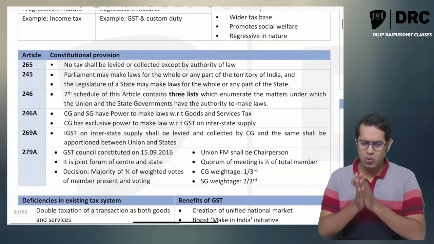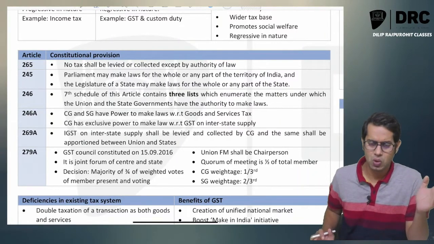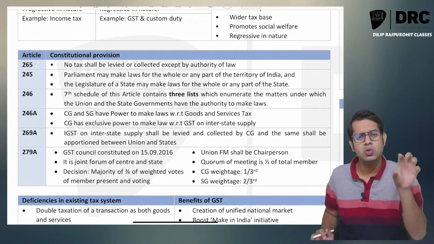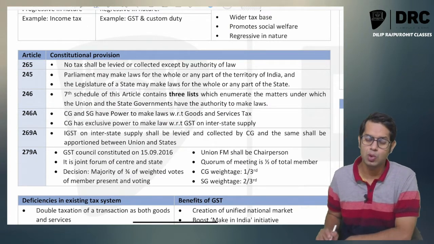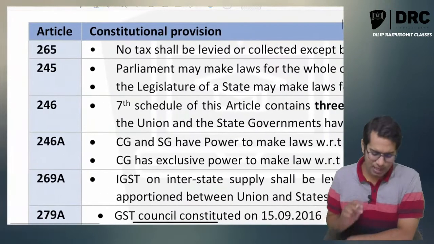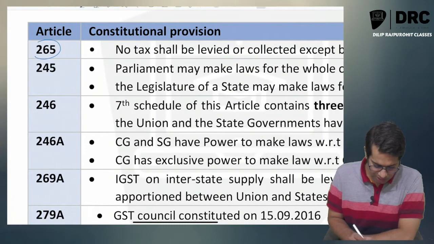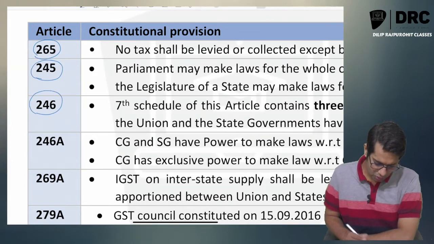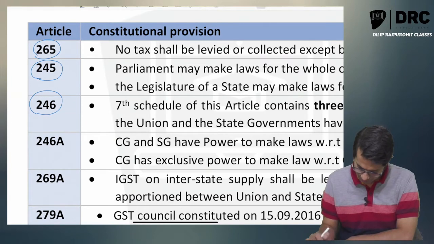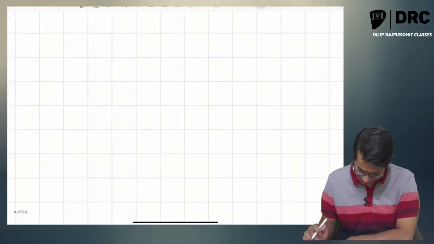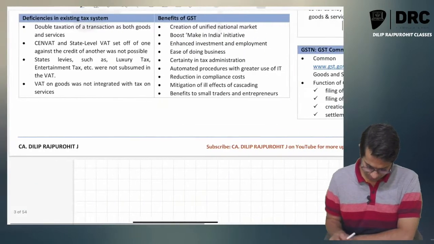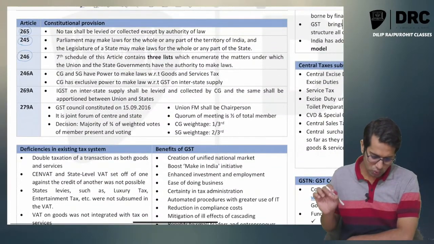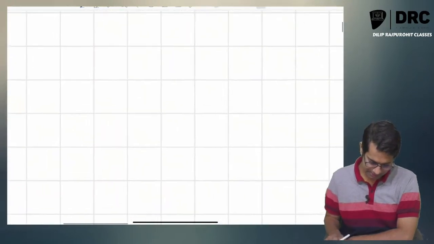So we are not going to see all the different articles of our Constitution. We are going to see only those articles which are important from the taxation point of view. Which are important from which point of view? Taxation point of view. So there are three important articles: Article 265, Article 245, and Article 246.